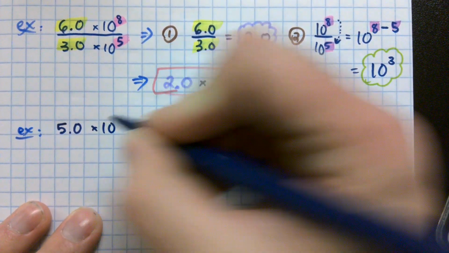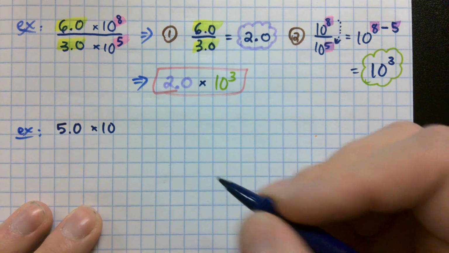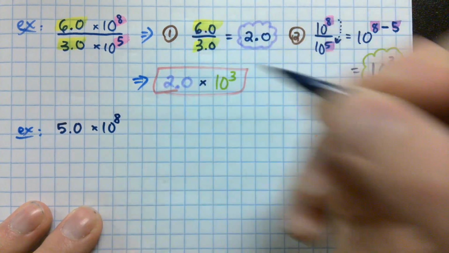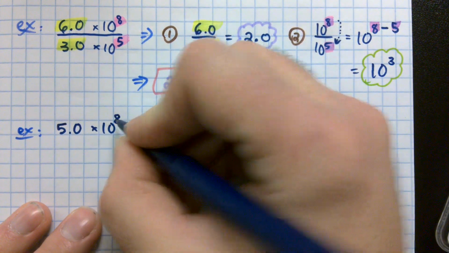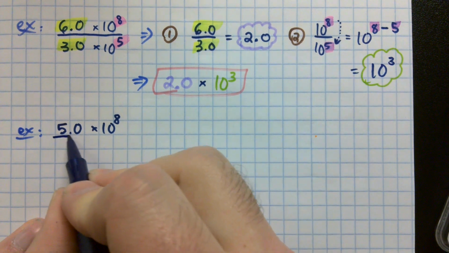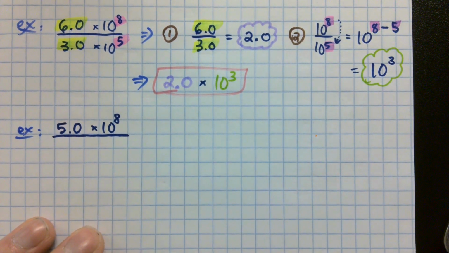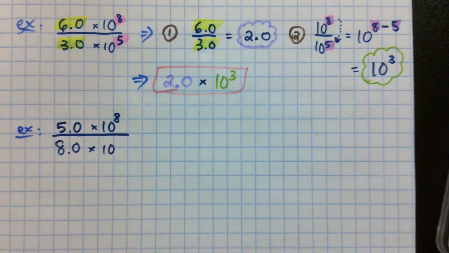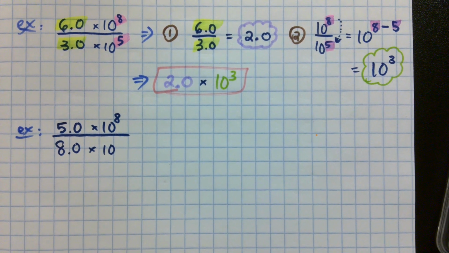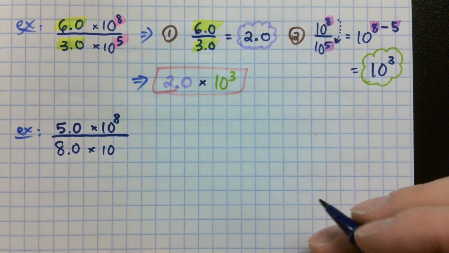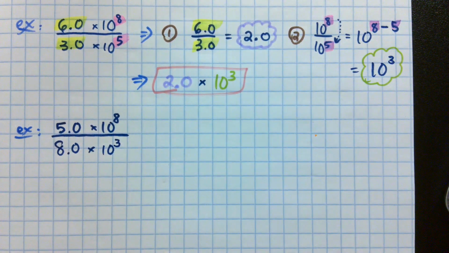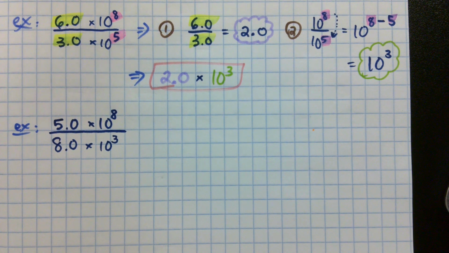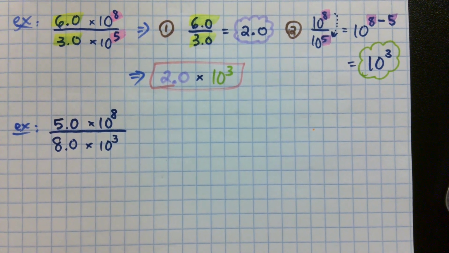5.0 times 10 to the 8th. Nope, I just did 8. Whatever, we'll do 8 again, over 8.0 times 10 to the, let's do 3. We did 5 up on the other one. I don't want to repeat both of them. Actually, no. Well, we're going to change it up anyway here.